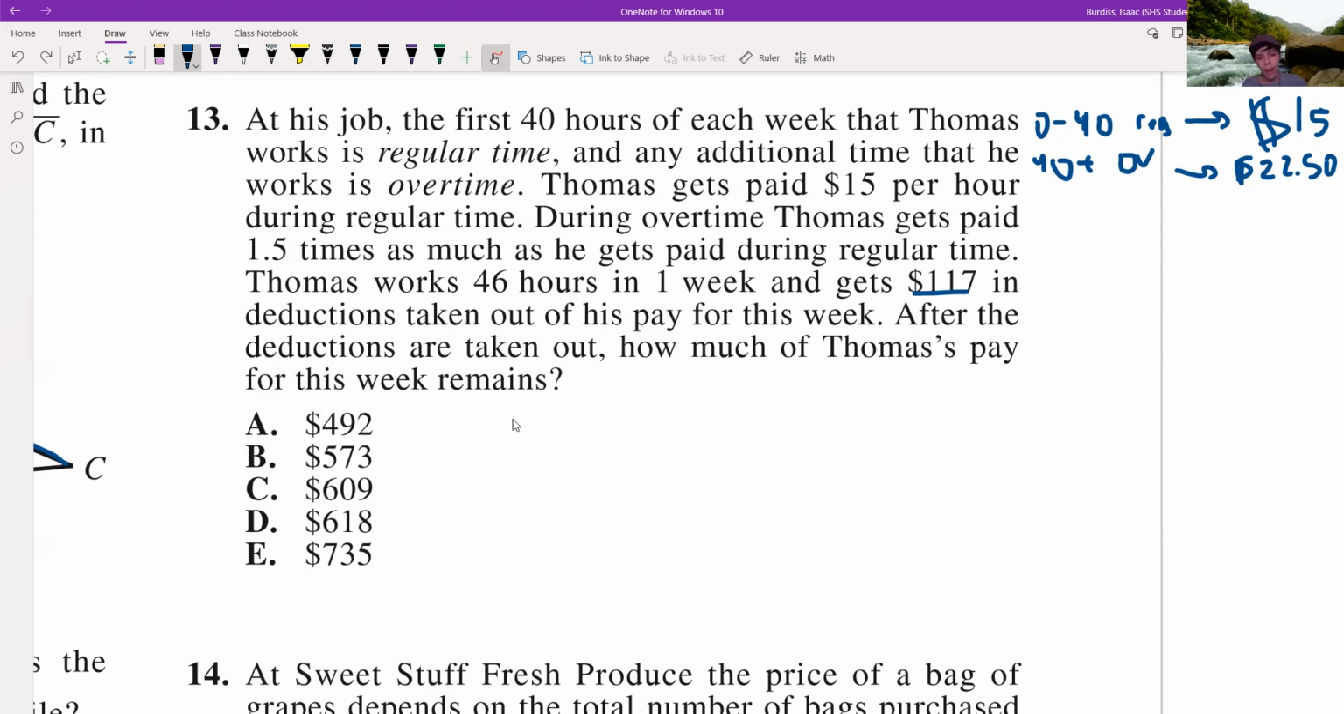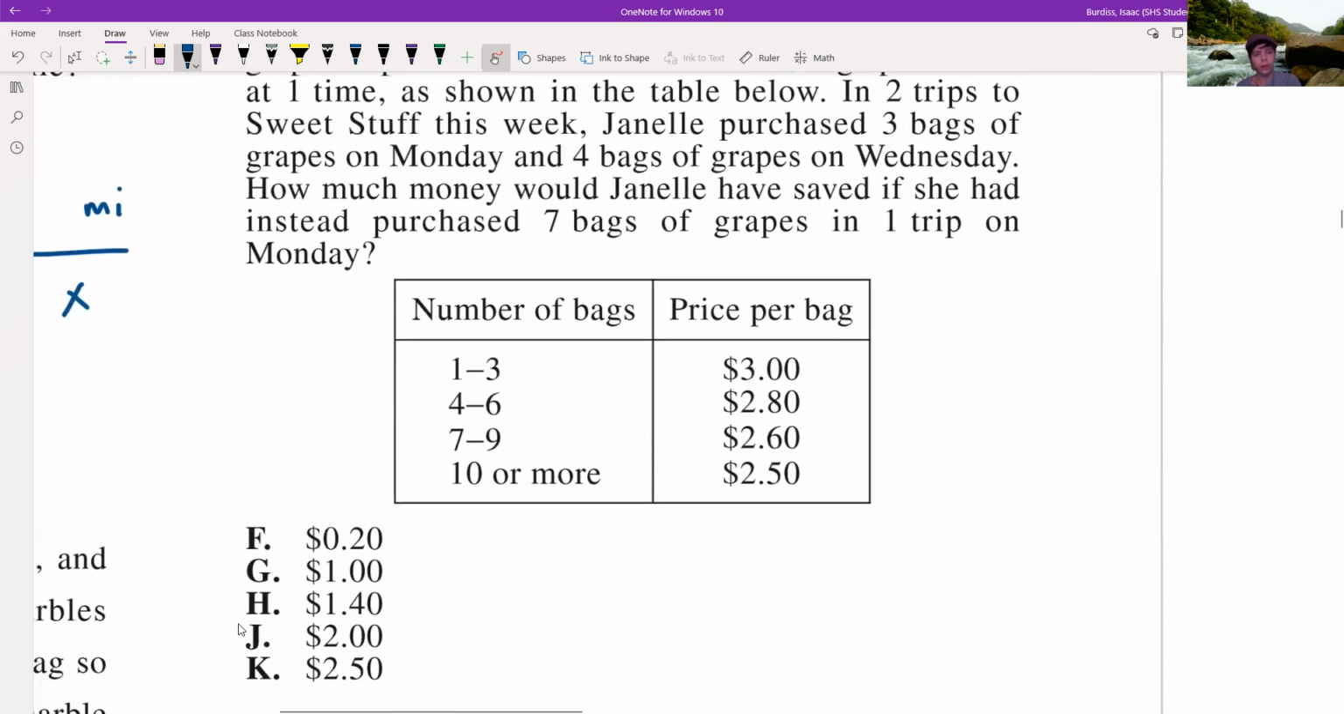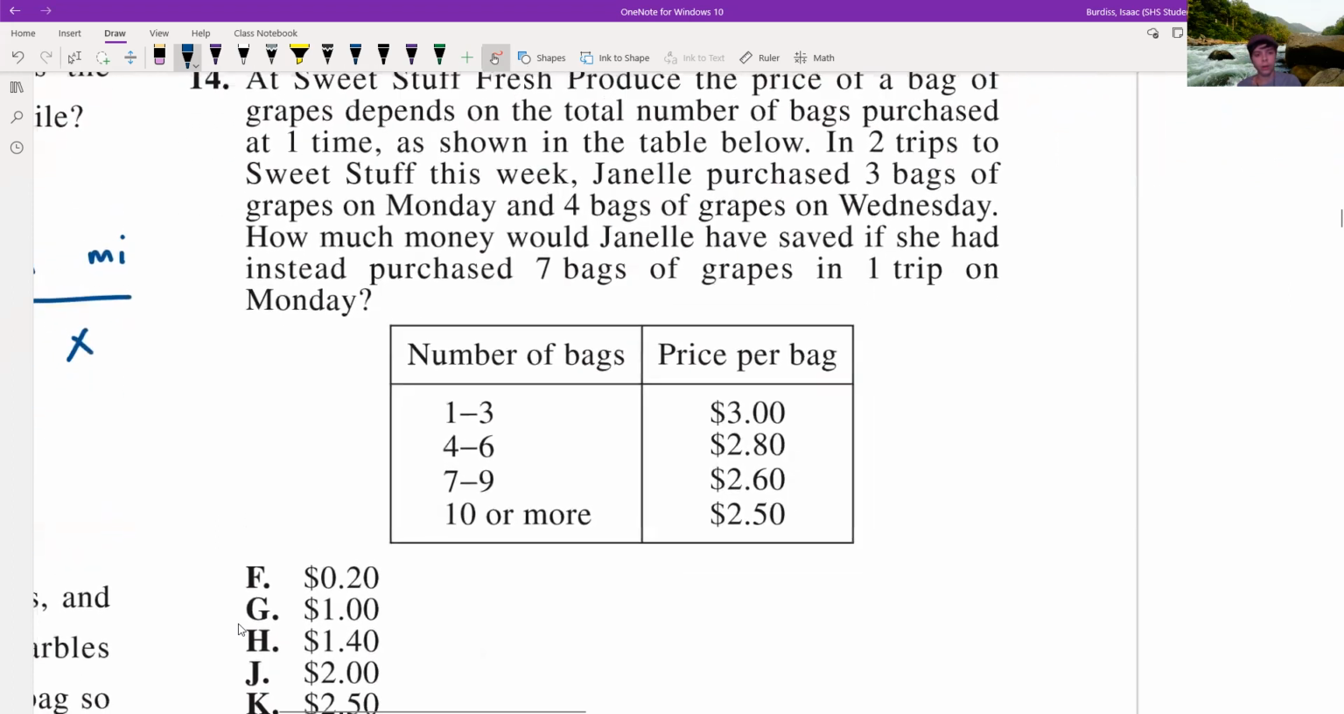So we start out by the first 40 hours that he did, because he worked 46 total, he got paid $15. Right? So you multiply that to see how much money he got. But then he did overtime for 6 hours and he got paid $22.50. But he gets a deduction thing. And that is minus 117. And once you do that, you get 618 as your answer. Good. That one takes a little bit longer. Gotta zoom out a little bit.